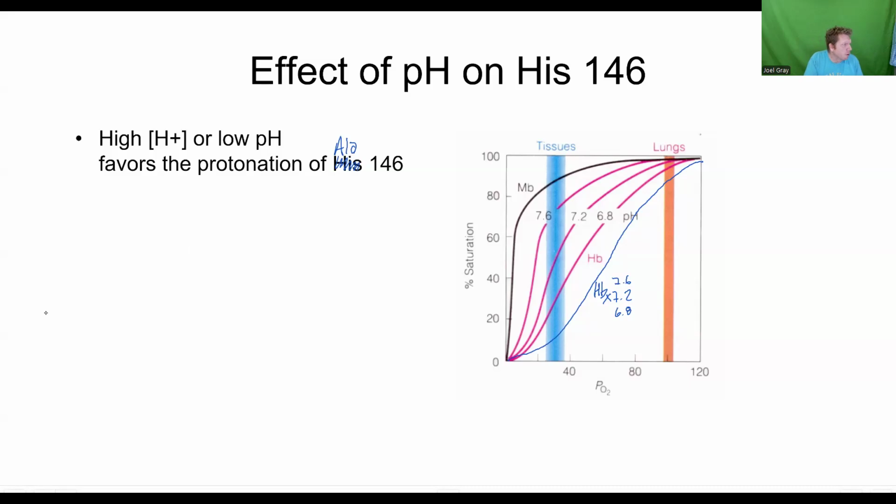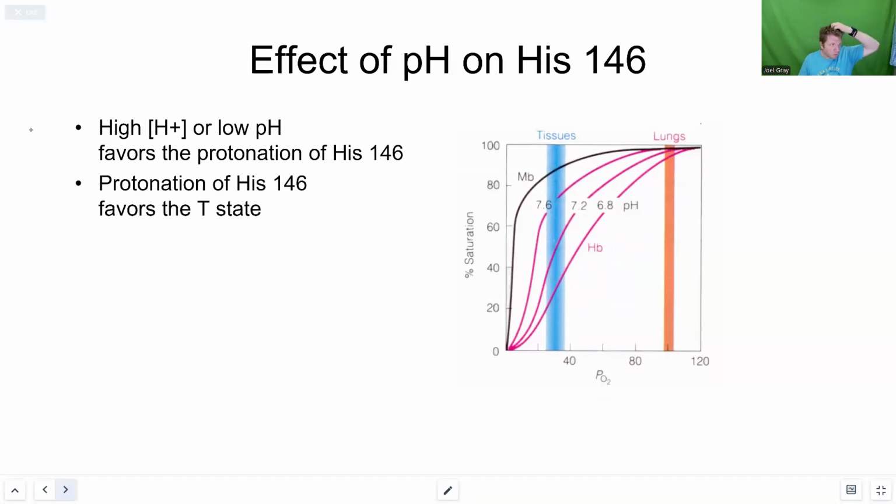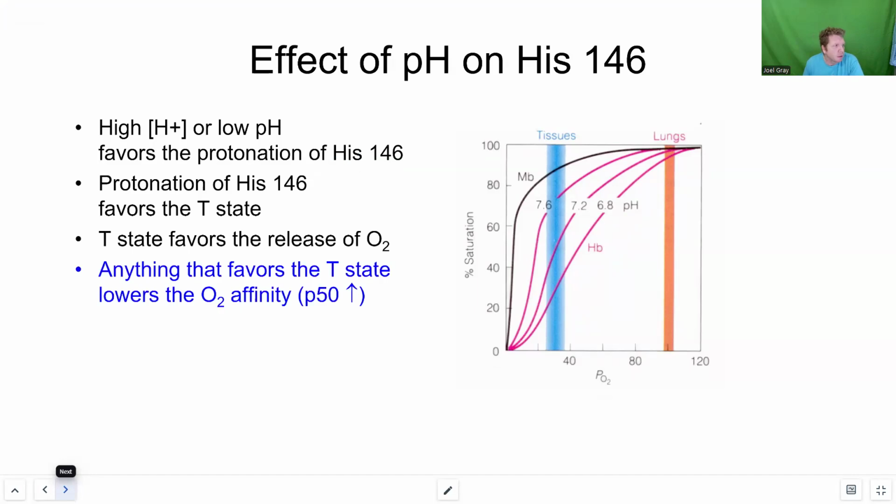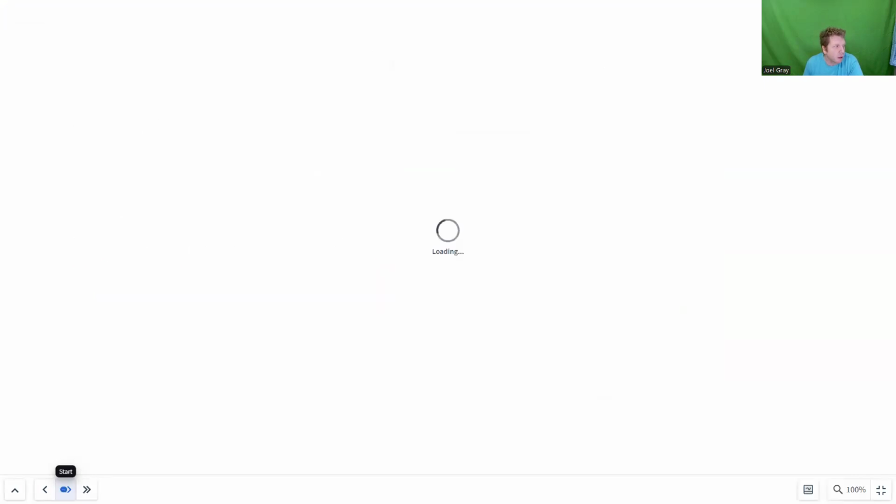Now, protonation of His 146 favors the T state. The T state favors the release of O2. Anything that favors the T state lowers the O2 affinity and causes the P50 to go up.